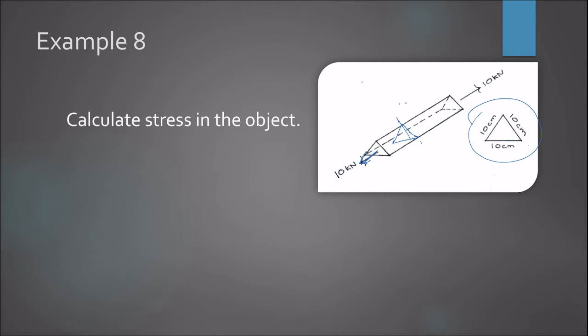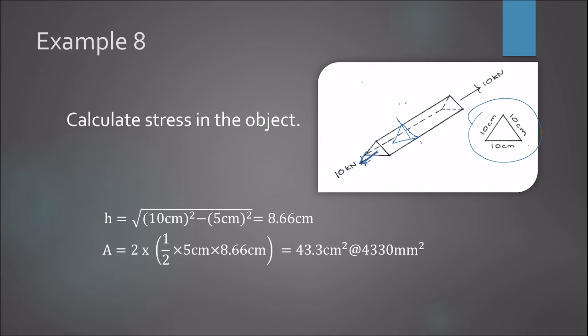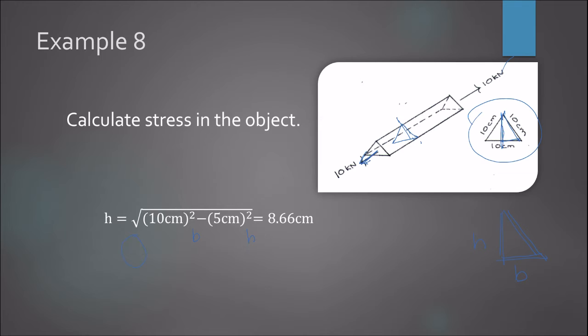But our problem here is we need to calculate the area of this cross section. Since we know the formula to calculate the area of a triangle is half times B times H. If you divide it in two like this, this is B and this is H, right? And since you have two, that's why you have two half triangles like this. You have two of these, so that's why we multiply by two. So don't get confused: half times B times H is the formula for a triangle. But we don't have the value of H.